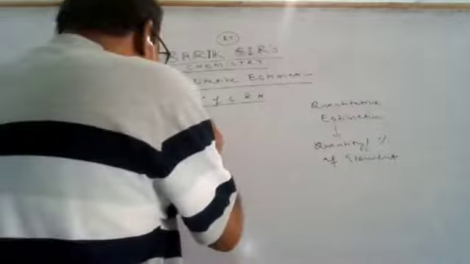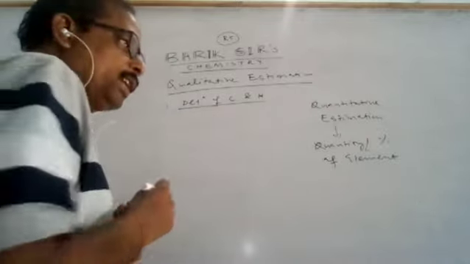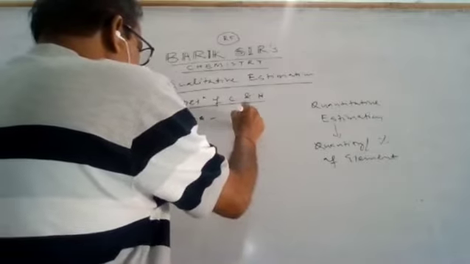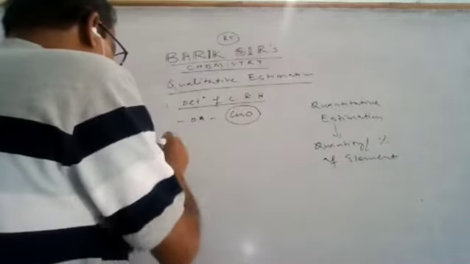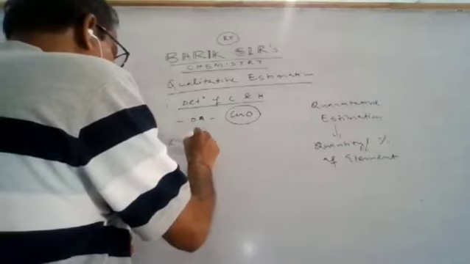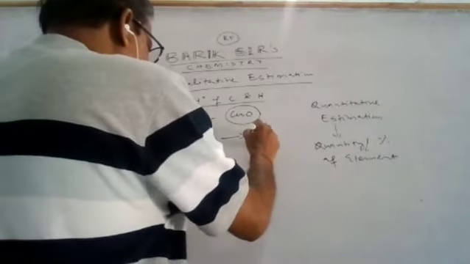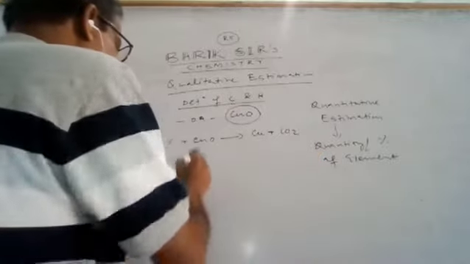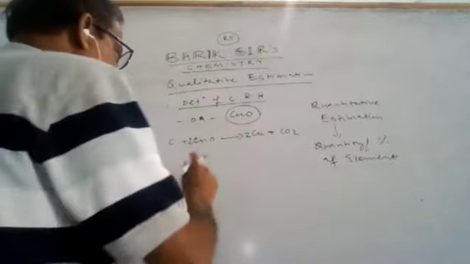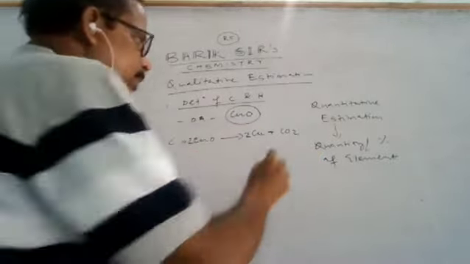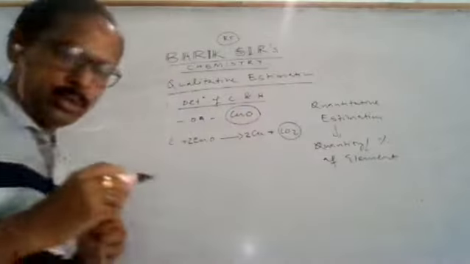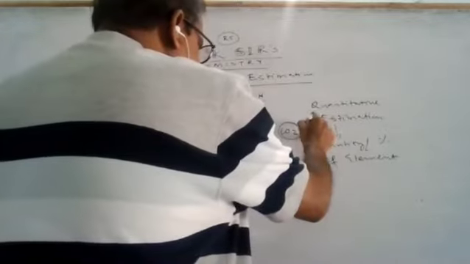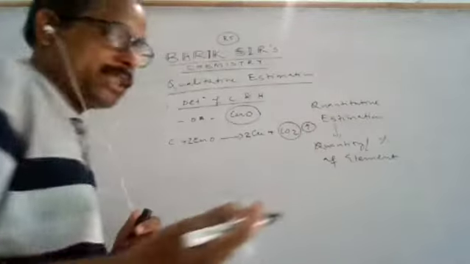So cupric oxide is used as the oxidizing agent. When the carbon is heated with the cupric oxide, it is converted to copper plus carbon dioxide. That means the oxygen is taken by the carbon, so it will produce carbon dioxide. So which gas is it?